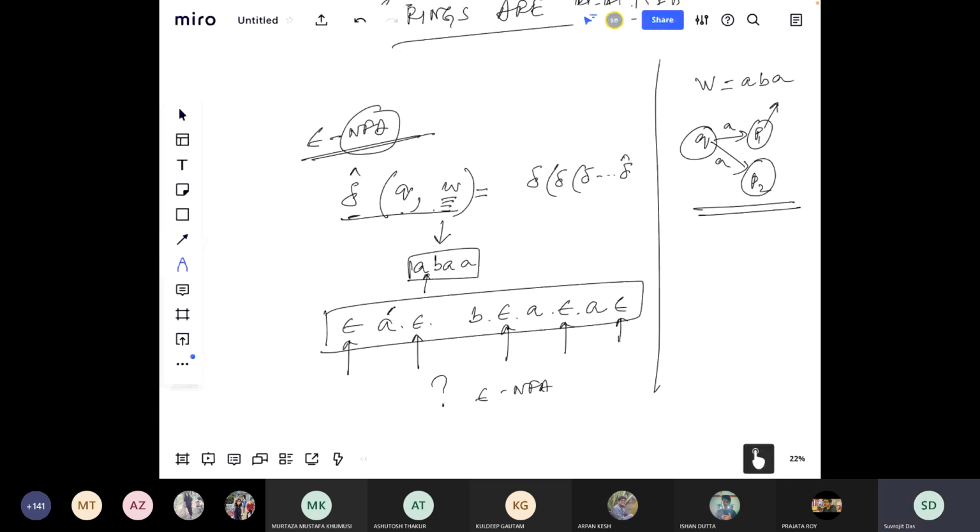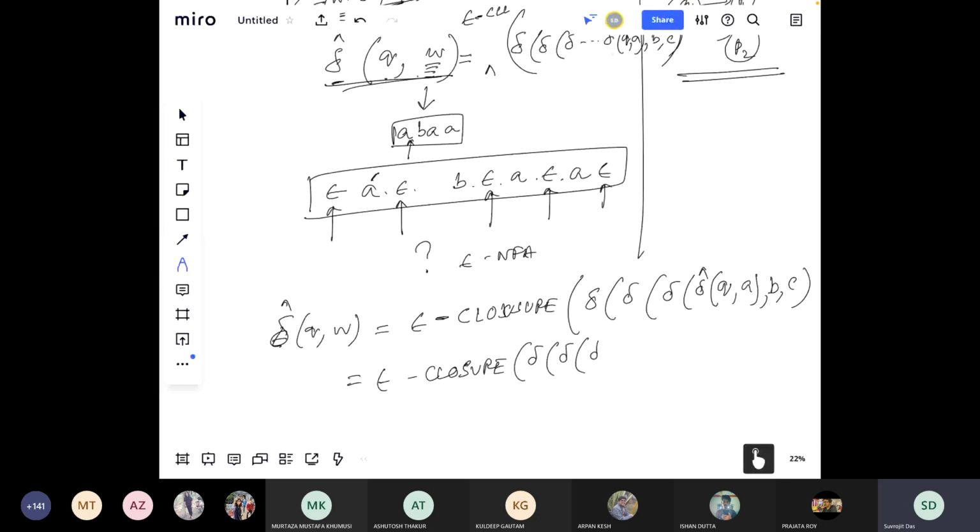One minute, my whiteboard is syncing. Epsilon closure of that particular recursion, right? And at the innermost part, it is del hat of q comma a b c. Now to generalize, it also may be epsilon closure of, and actually it should be del hat q comma epsilon, right? A b c, something like this. Why? In order to take care of the front epsilon, if it exists at all.